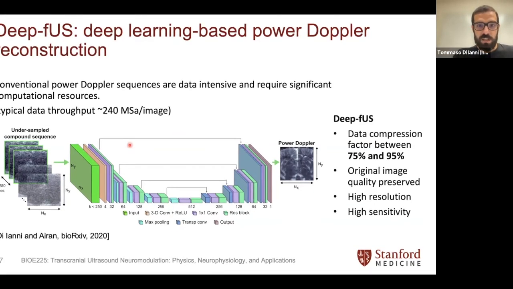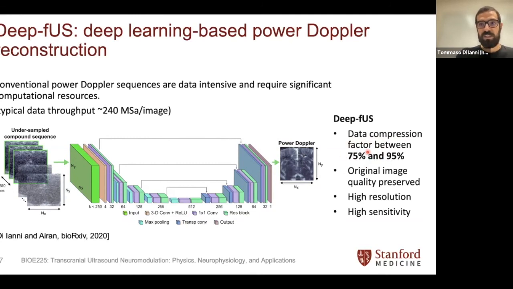So we trained a neural network that is a modified UNet that has been used in many applications in biomedical imaging. But now we are feeding it an undersampled compound sequence. So we acquire the sequence and then we take subsets of compound frames that we feed to the neural network to test if it can actually create power Doppler images using much less data. And we obtained data compression factors between 75 and 95%.